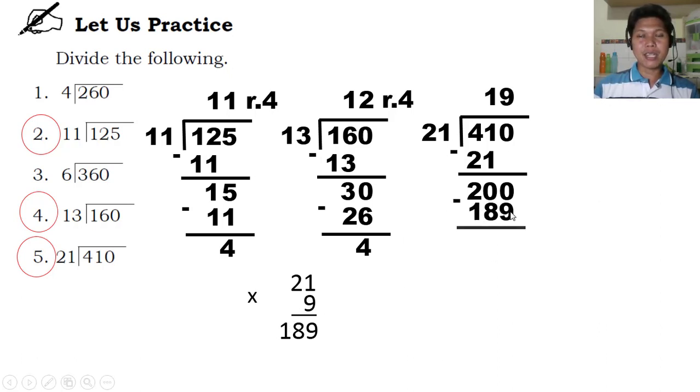Tapos subtract natin. This 0 minus 9, you cannot subtract. So we are going to borrow from here. However, this is 0 also. So kailangan din natin mag-borrow dito sa kabila. So magiging 9 na to. Tapos magiging 1. Tapos this becomes 10. 10 minus 9 is 1. And then 9 minus 8 is 1. And 1 minus 1 is 0. So our remainder is 11. So it is 19 remainder 11 is our final answer.